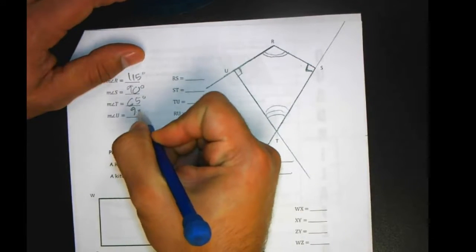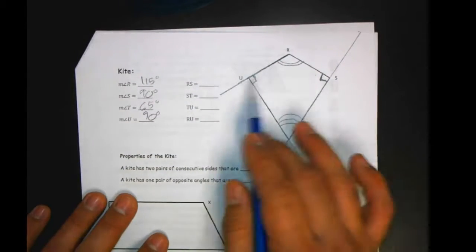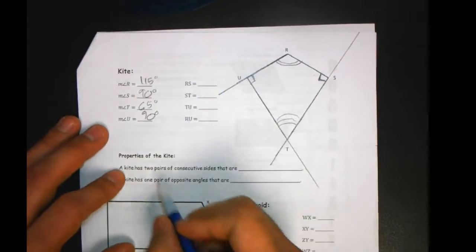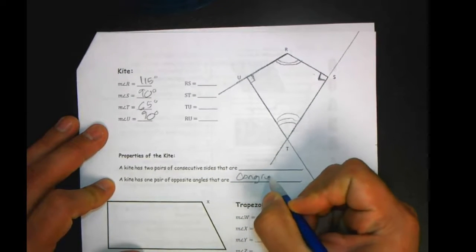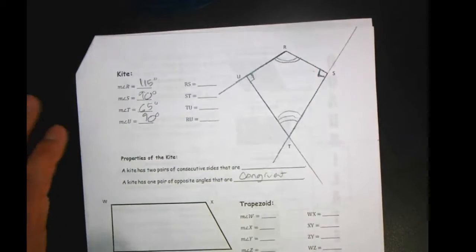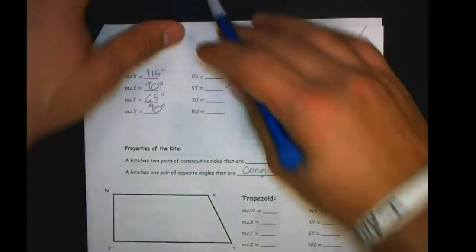Okay. So there's only one pair of angles that are congruent. Okay. So a kite has one pair of opposite angles that are congruent. They're both 90. Now they're not always 90, but they're always going to be the same across from each other right here. Okay. Let's measure these sides.